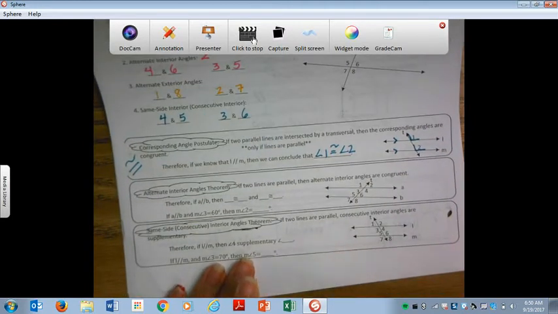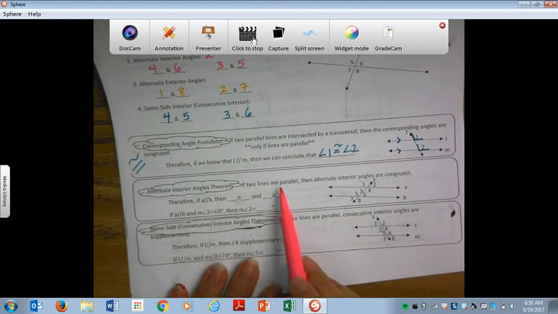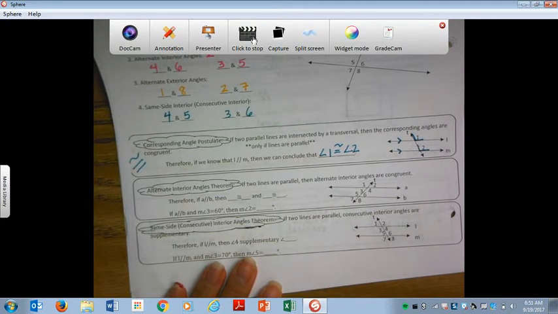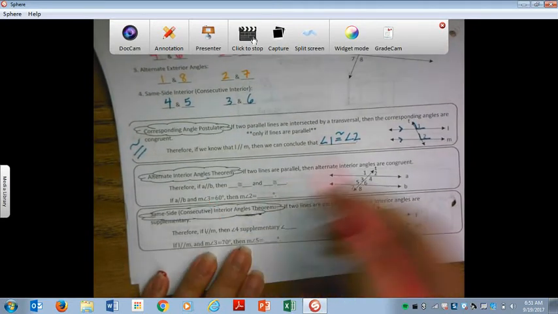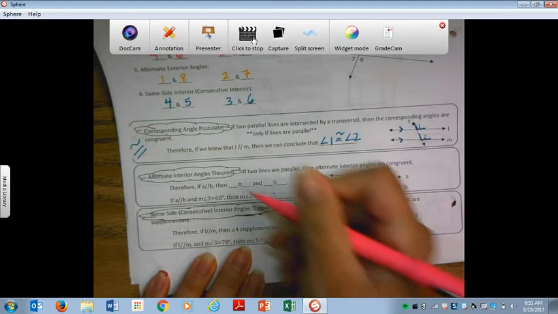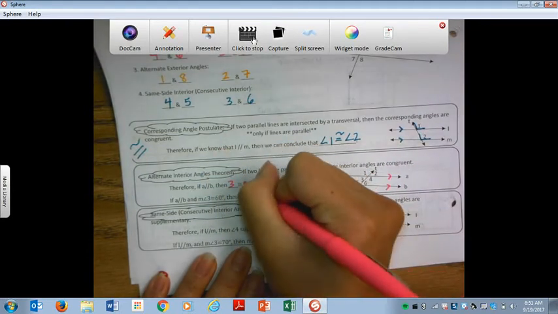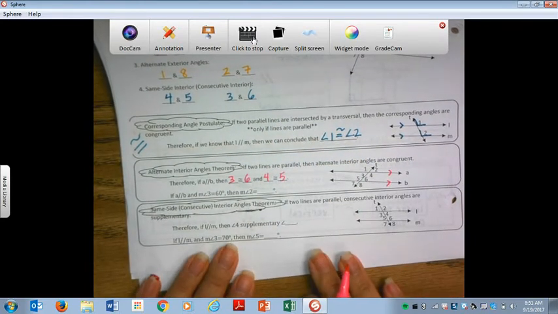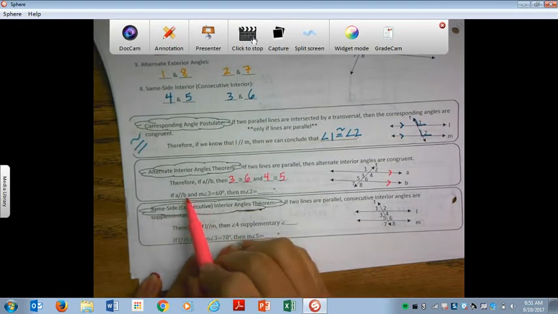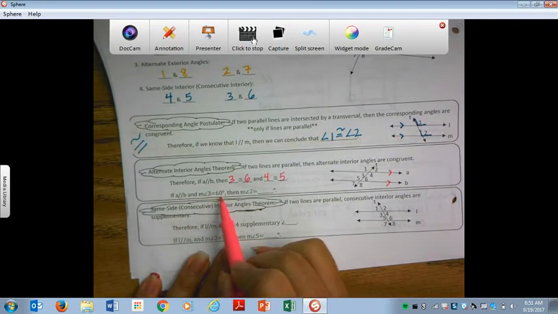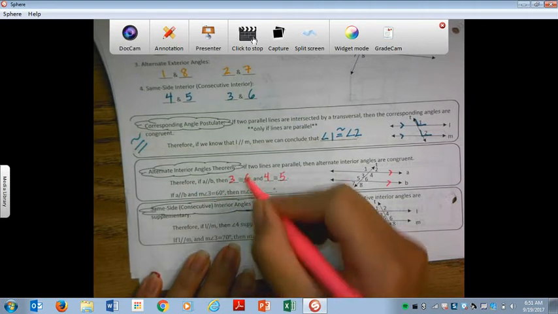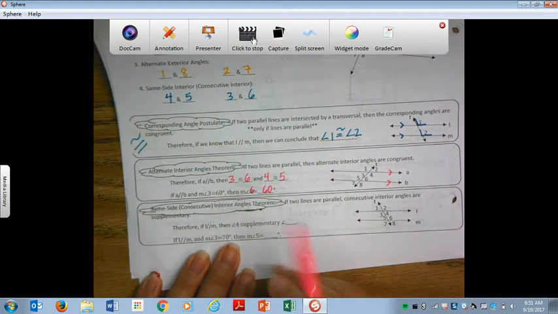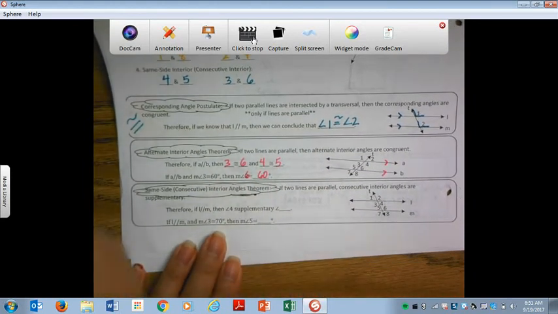Alright, alternate interior angles. If two lines are parallel, then alternate interior angles are congruent. Therefore, if A is parallel to B, then 3 is congruent to 6, and 4 is congruent to 5. So, for example, if A is parallel to B and the measure of angle 3 is 60, then the measure of angle 6 is also 60. 3 and 6 are going to be congruent.